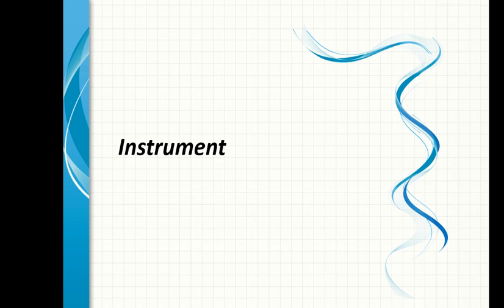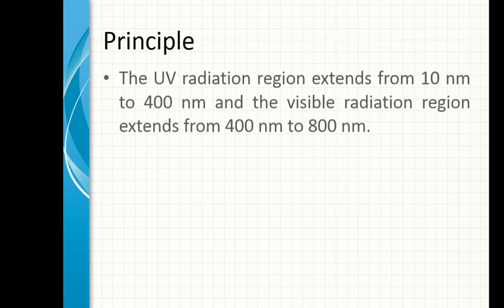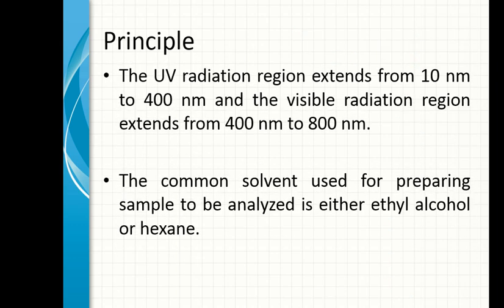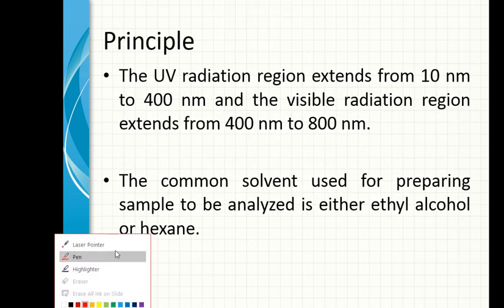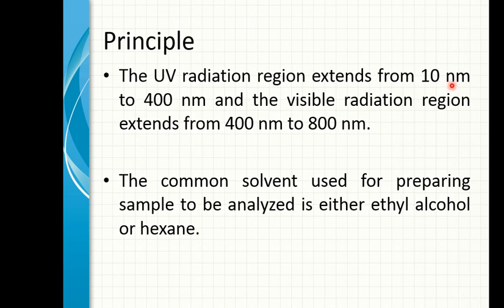Hi everyone. Let's continue on UV spectroscopy, and today we know the instrument. The UV radiation region extends from 10 nanometers to 400 nanometers, and the visible radiation region from 400 nanometers to 800 nanometers. This is the visible radiation and this is the UV radiation.